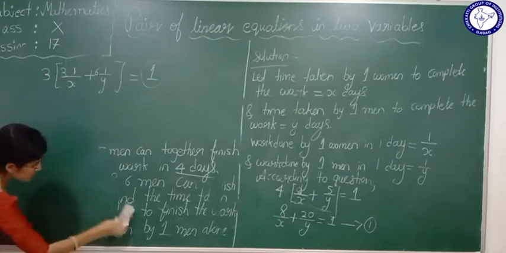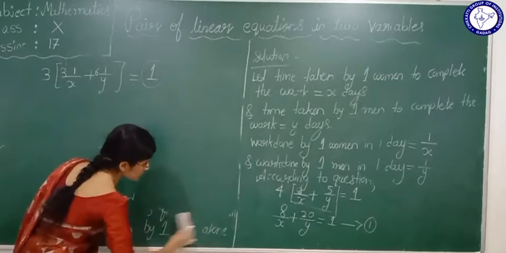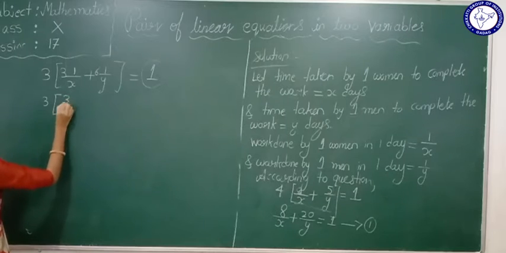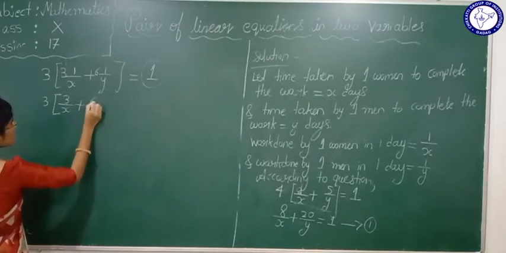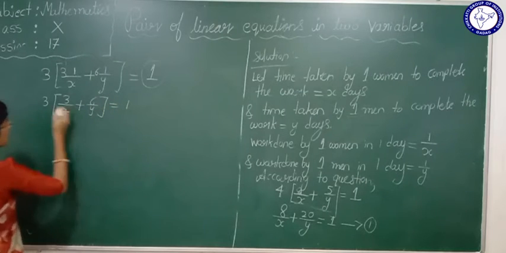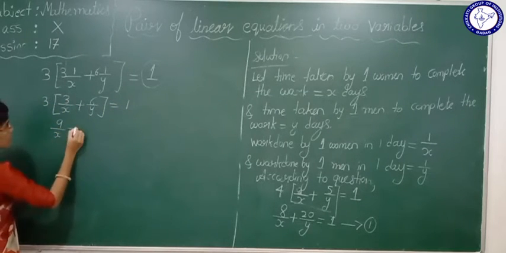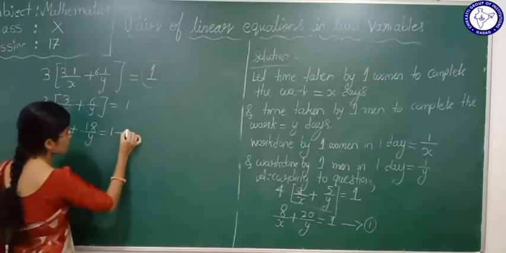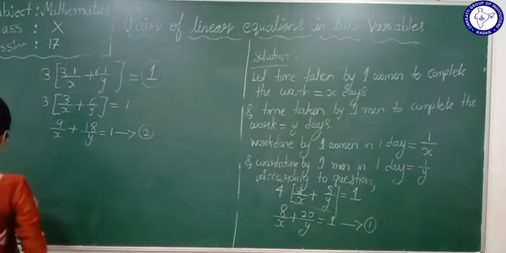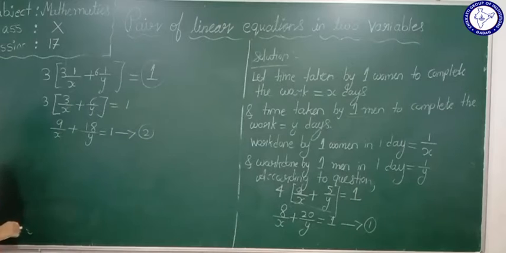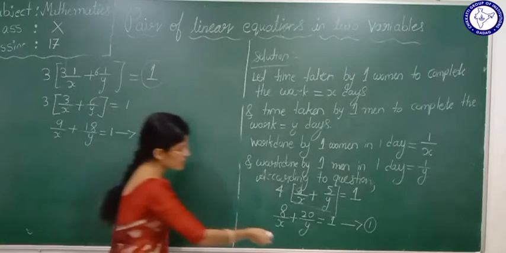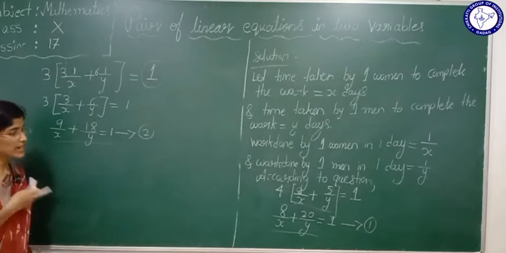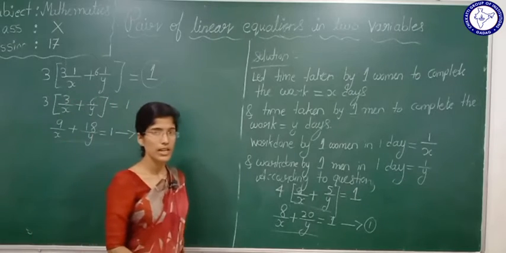Now see, we have formed the equations. This will become 3 by x plus 6 ones are 6 by y is equal to 1. Now 3 3s is 9 by x plus 6 3s is 18 by y is equal to 1. Now we got equations 1 and 2. Is this a pair of linear equations? No, we will reduce equations 1 and 2 to a pair of linear equations.